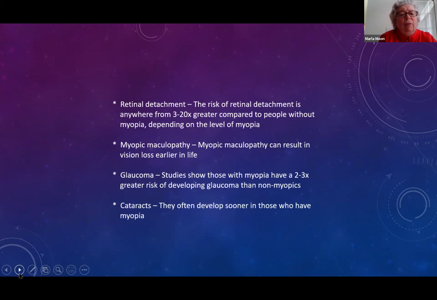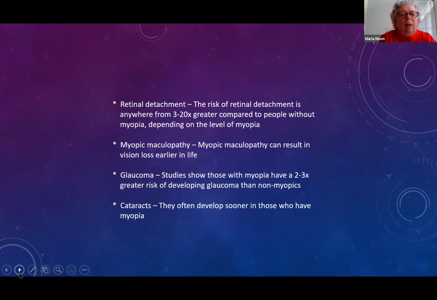Retinal detachments, they're saying that the risks are anywhere from 3 to 20 times greater when we compare it to an individual that's not myopic. And again, it depends upon the level of myopia, whether you're a 2 diopter myope or a 10 diopter myope. Myopic maculopathy can result in vision loss. There's so much stretching that goes on in the posterior pole where the macula is that the choriocapillaris, the blood vessels there, start to break apart and leak. It's sort of like what the end result is sometimes with patients that have wet macular degeneration. But it's not due to that. It's just due to the stretching of the eyeball in myopia.